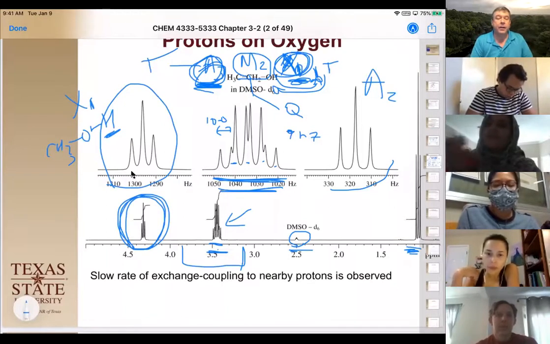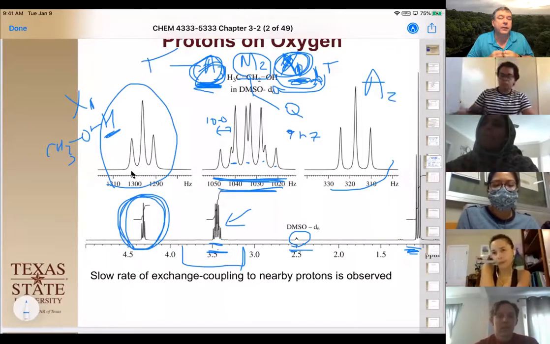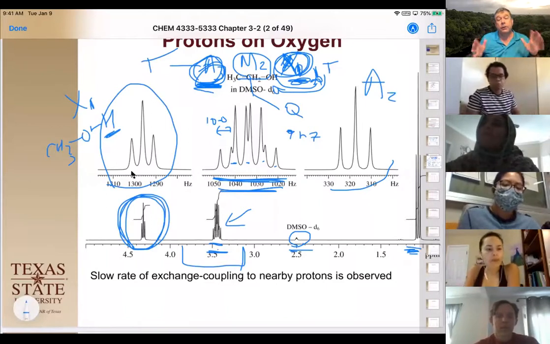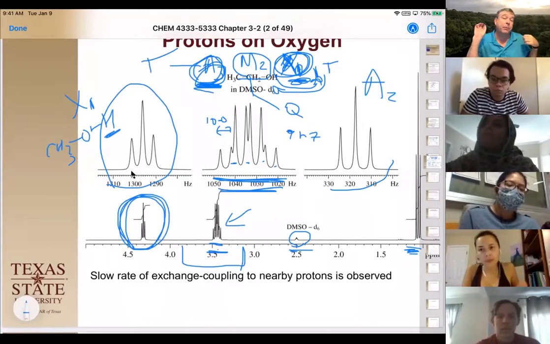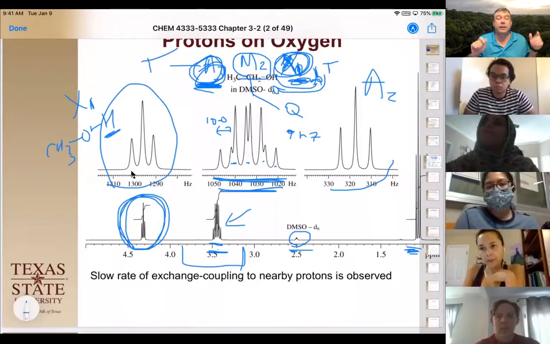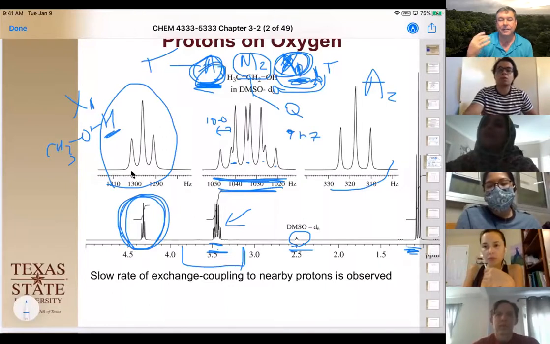So that's why knowing the coupling constant is kind of good. You're fortunate now that you can probably hit a button on your NMR and it'll tell you what the coupling constant is. So, because the computer can do it very fast.